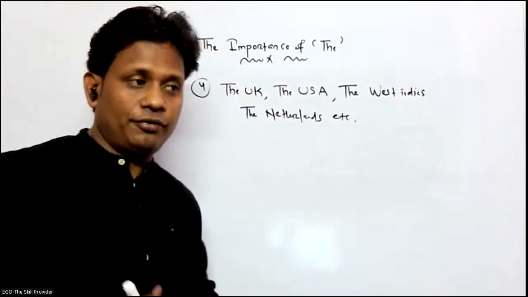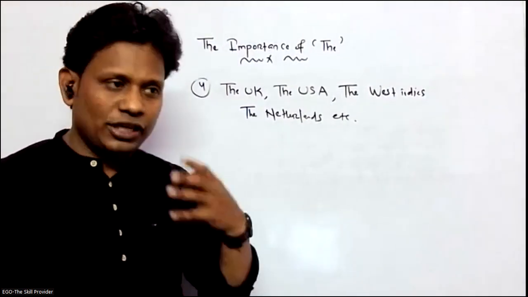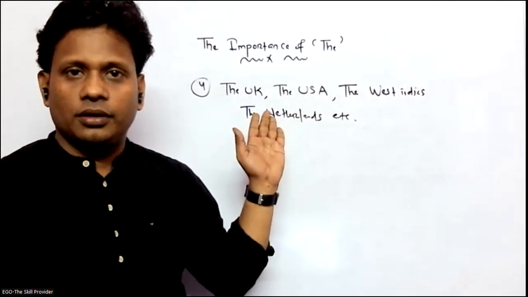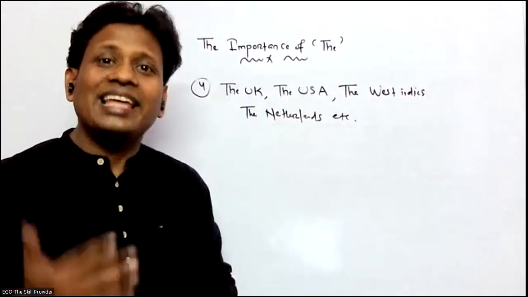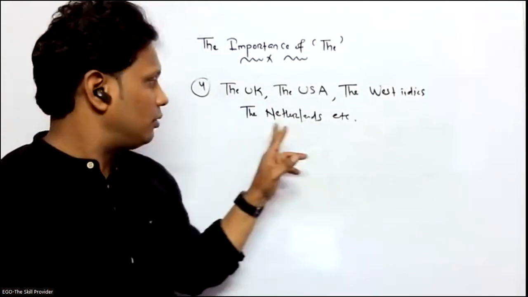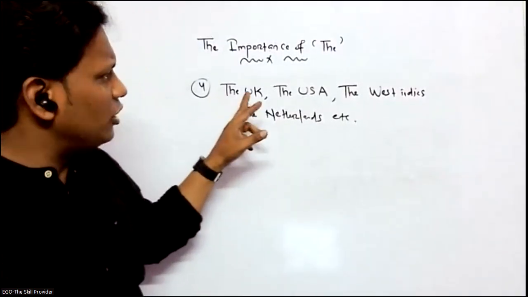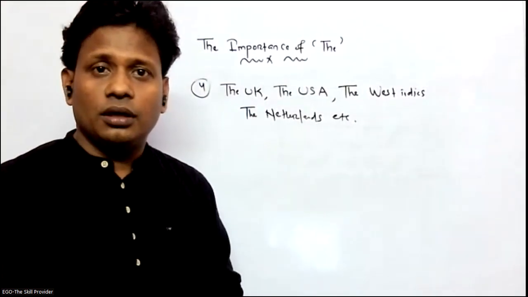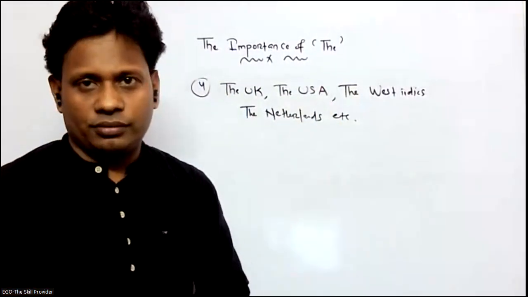Why? If you ask me why this happens, it's because it's a group of islands. That is the explanation given by the British or the American people when they were trying to use it. The UK is a big country. We are ruled by the UK. The West Indies play cricket well. The Netherlands are called the Dutch. So like that, the UK, the USA, the West Indies, the Netherlands, these are the few countries in the world that constitute something called the island of nation.